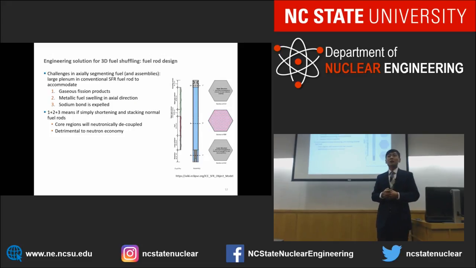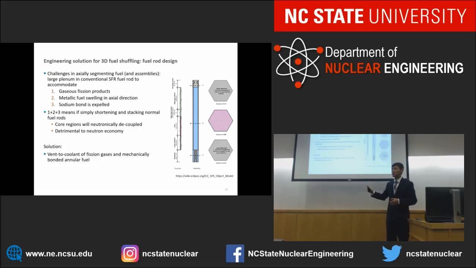Well, the issue with this is that, remember in the fast reactor design, there's always a large plenum, either on top or bottom of that fuel rod. Space is necessary to accommodate fission products, fuel swelling, and sodium bond. If we simply chop the fuel rod in this way, then the core regions will be neutronically decoupled because there will be void inside the core. It's going to hurt you in the neutronic performance.